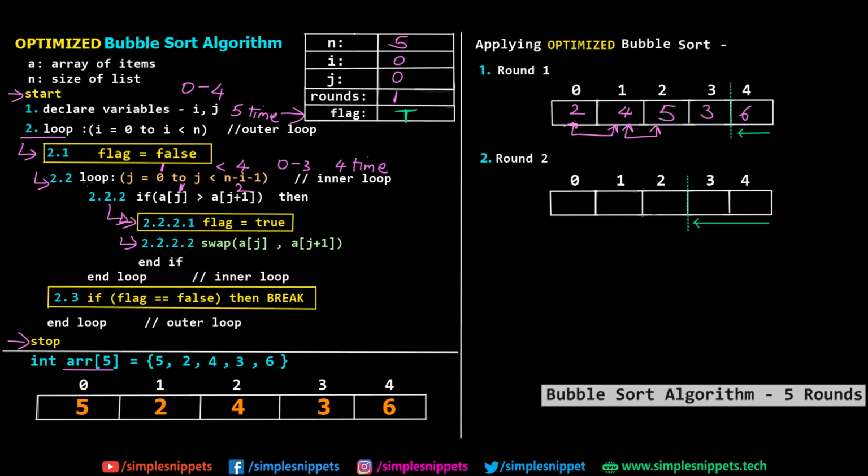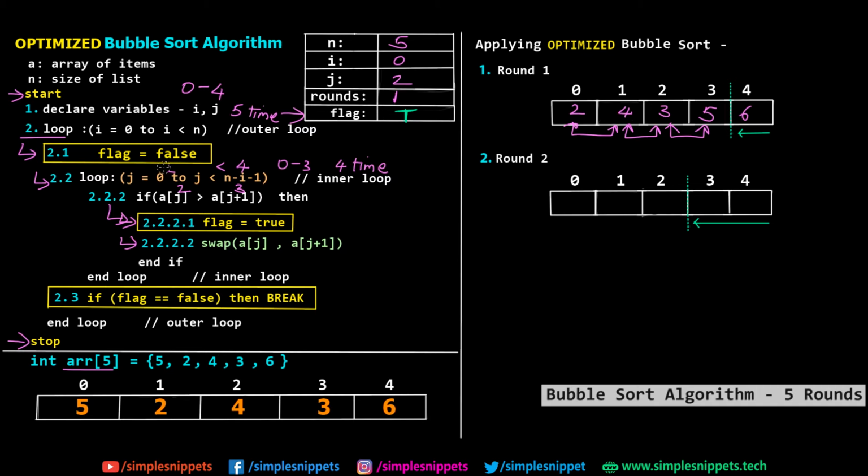End if, end loop. Again j plus plus. So now j becomes 2. Is 2 less than 4? Yes. Let me make the change over here also. Now we are saying if a of j, that is a of 2, is greater than a of 3. So we are checking these two. Is 5 greater than 3? Yes. So we have to swap 5 and 3 also. So 3 comes over here, 5 comes over here. So swapping is done. Flag is already true only. Again end if, end loop.